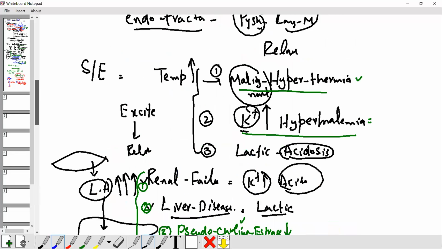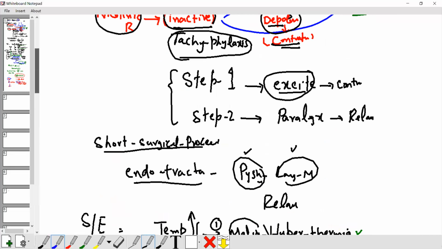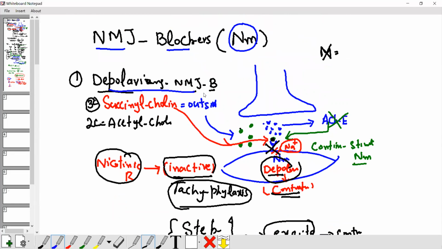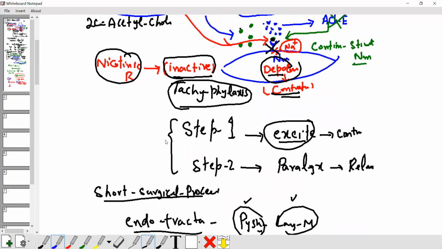This is the depolarizing neuromuscular junction blocker, only one drug, succinylcholine. How does succinylcholine relax your muscle? In two steps. First it excites the muscle, then it paralyzes the muscle. Then the sodium channel is totally blocked. Why? Because if you repeatedly stimulate the nicotinic receptor, it becomes inactive. Then the muscle is paralyzed, then the muscle relaxes.